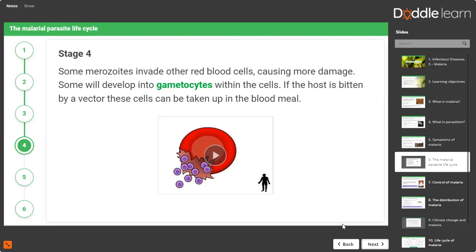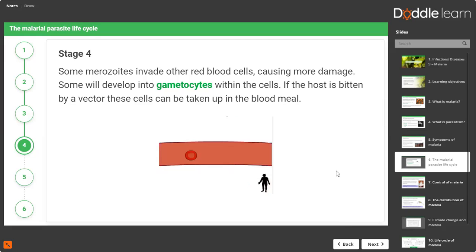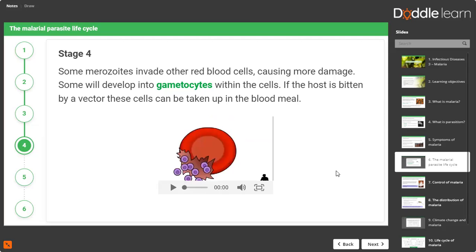So some merozoites will then go on and invade other red blood cells, causing more red blood cell damage. And some will actually then develop into gametocytes within the cells. So if you've already been bitten by a mosquito, you've already got the parasite in you, and you are then bitten by a vector, these cells can be taken up in the blood meal. So another mosquito comes along, it bites you, and the cells that contain the parasite can be taken up in the blood meal, which is how we can pass it. Malaria can be passed from person to person.